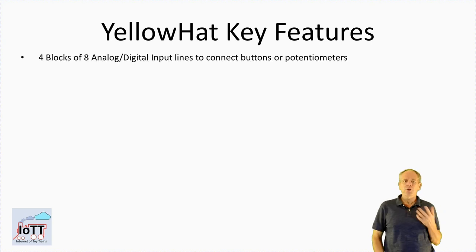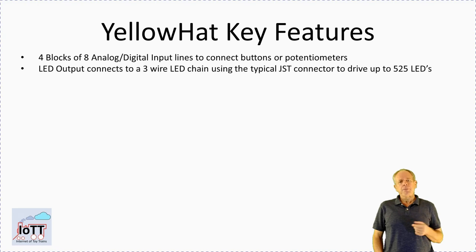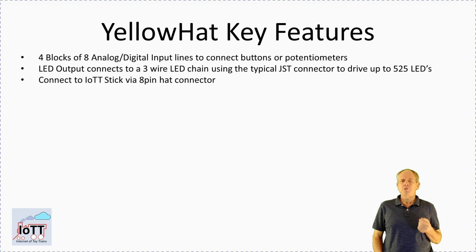First, it has 4 groups of 8 analog digital input lines to connect buttons or potentiometers. Each group features a 12-pin connector, so 4 pins are used for 3.3 volts and ground, while the middle 8 pins are for the inputs. The LED output pigtail connects to a 3-wire LED chain using the typical JST connector to drive up to 525 LEDs. This is the same design as used for the blue hat from video number 44.